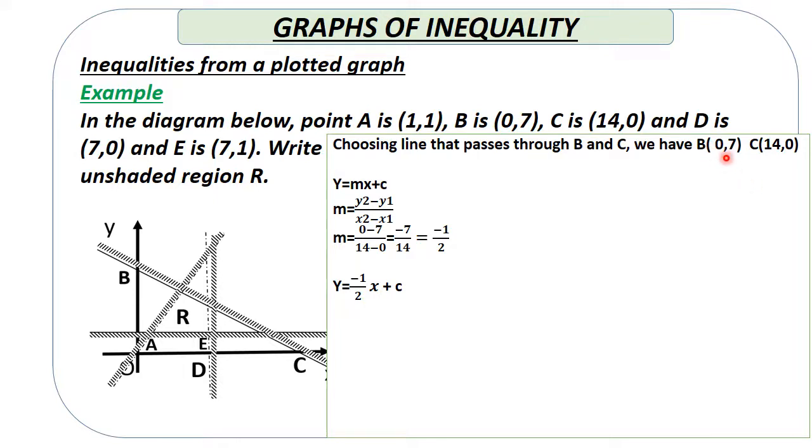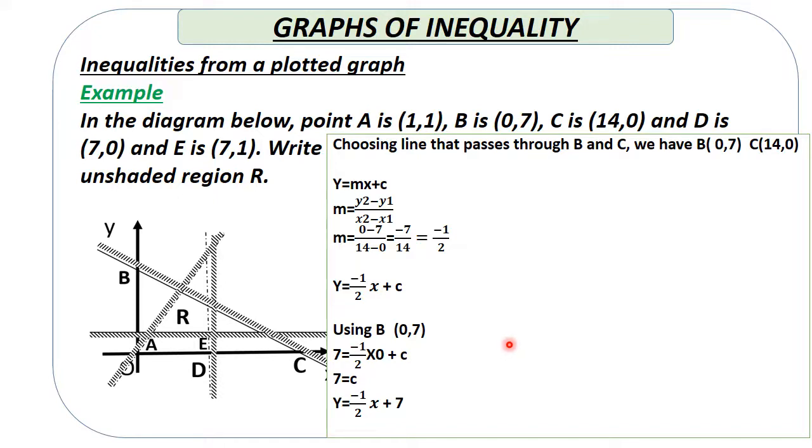So here, since it seems like we have a fair share of points, we have 0, 7 and 14, I'm going to choose 0, 7. So I'm going to plug them in: this y, we've put it here, and x, which is 0, we've put it here. So when we solve this, we're going to have 7 as c. And our equation is going to be y is equal to -half x plus 7.